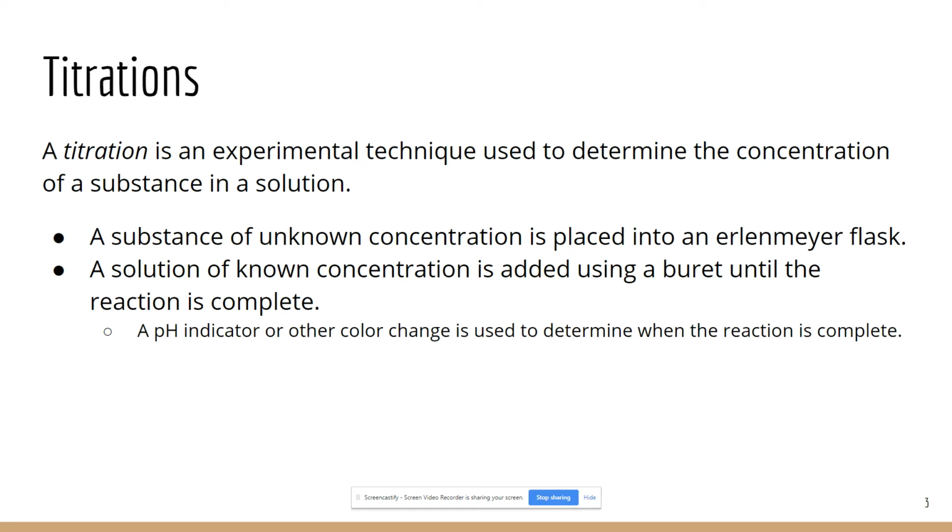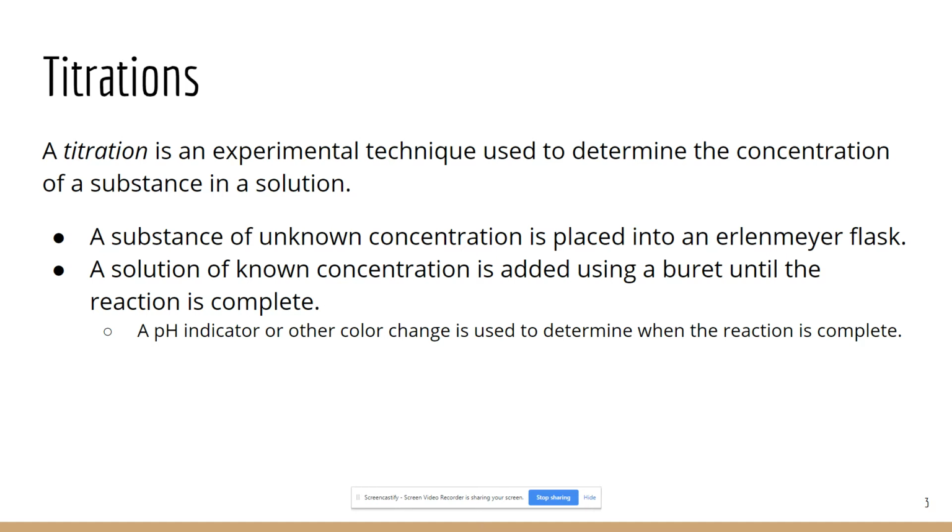A titration is an extremely important experimental technique, and it is used to determine the concentration of a substance in a solution. How this works, and we are going to do this in the lab, is you have a substance of unknown concentration placed into an Erlenmeyer flask. For example, we're going to be titrating vinegar. We're going to find out what the concentration of acetic acid is. We're going to take our vinegar and place it into an Erlenmeyer flask.